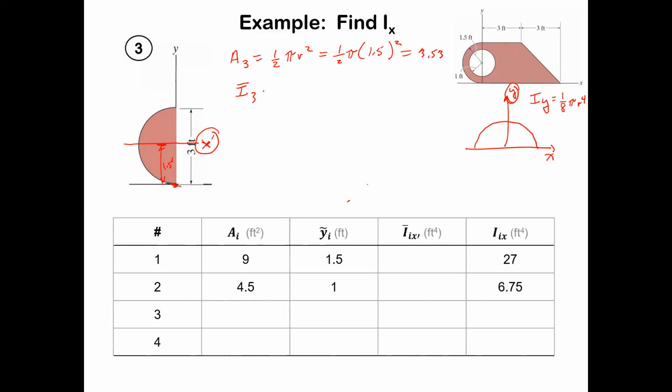And I bar 3, x prime, so that is essentially the moment of inertia about that x prime axis of the third body is 1/8 pi r to the 4th, which is 1/8 pi times 1.5 to the 4th power, which equals 1.99.